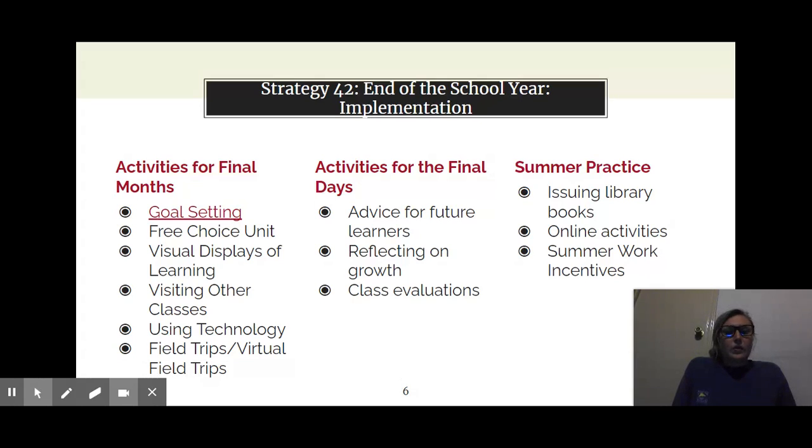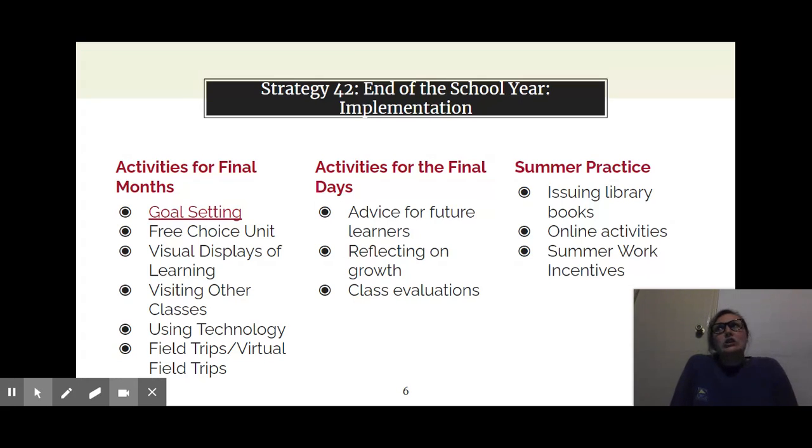Strategy 42 also goes into detail about some activities educators can implement for the final days of school. Educators can encourage students to write advice for future learners that will enter this class. This allows the students an opportunity to reflect on the class and the learning they have done. They can also reflect on their growth that they have made throughout this entire year.